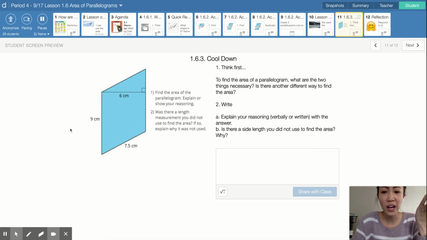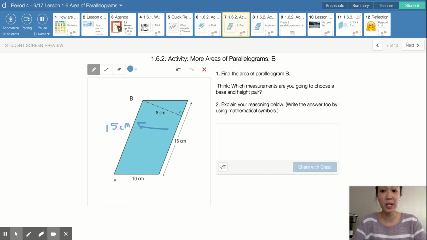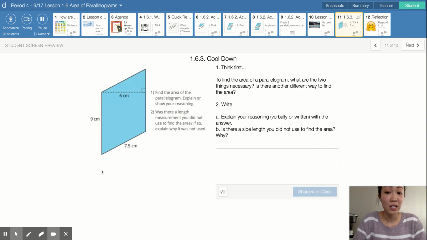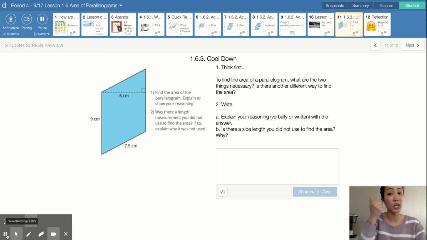So how did you find the area of this? And is there a side length that you didn't use? So remember, in our previous problem, this one, we didn't use 10 because there was nothing perpendicular to it. We used 15 because we saw this sign. And we knew that this sign means that this is perpendicular to this, and therefore we multiply it together. So now I'm looking at this. Remember, opposite sides are going to be the same, and then how do I find the area? Good luck on your cool down.